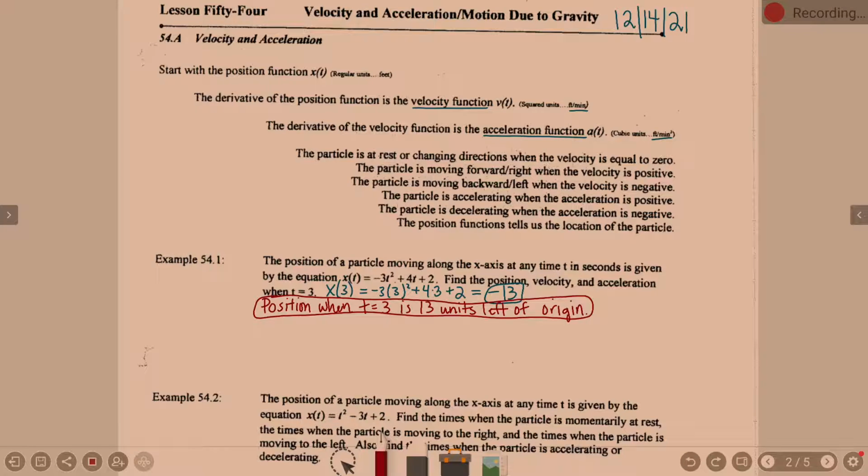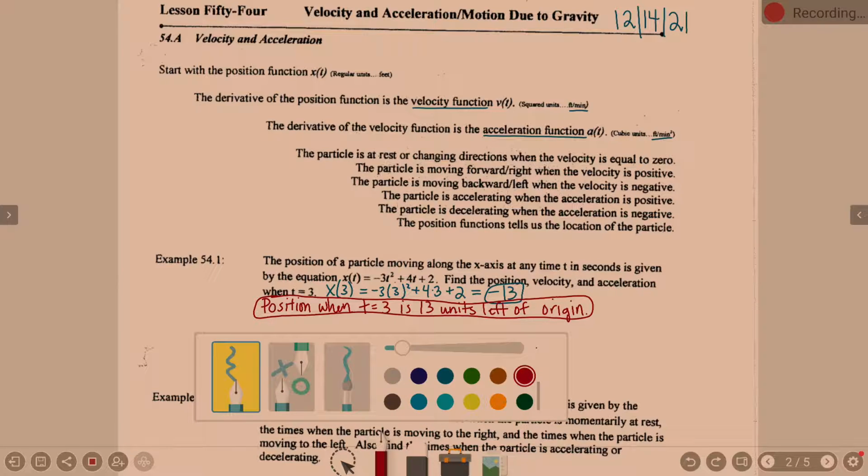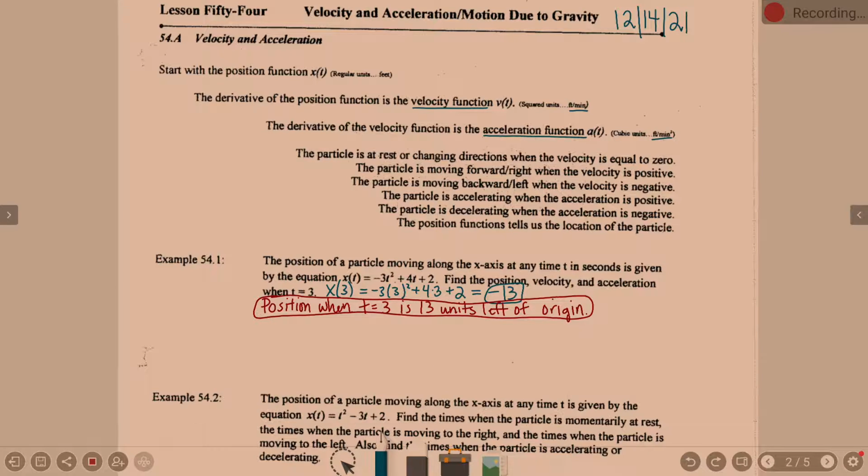Okay, we got one question done. Now what? We need the velocity at time 3. So what do I do to get velocity? Yeah, we're going to find, you can either note it as, you know what, I think I'm going to move over here because I know I'm going to end up running out of room. So we can note it as x prime of t, which is also v of t. What is the derivative?